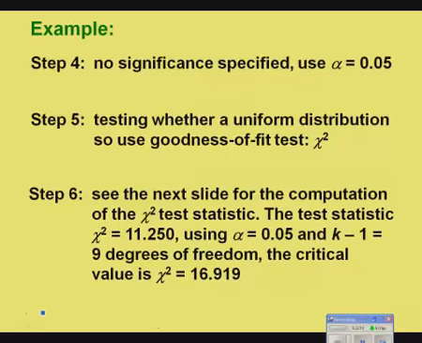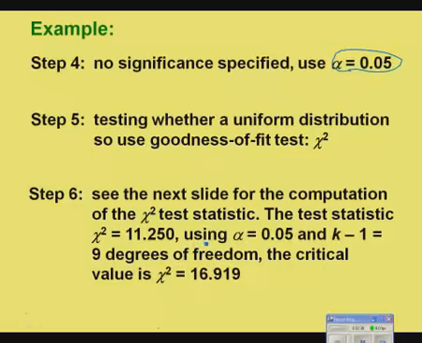Going through the steps, it says no significance is specified, so why don't we use alpha's 0.05? Okay? We've been doing that all year. Step 5, testing whether a uniform distribution. So we're going to use the goodness of fit test with chi-squared. See the next slide for the computation of the chi-squared test statistic. The test statistic, they say, is 11.25. Is that what we got? We got 11 and a quarter?